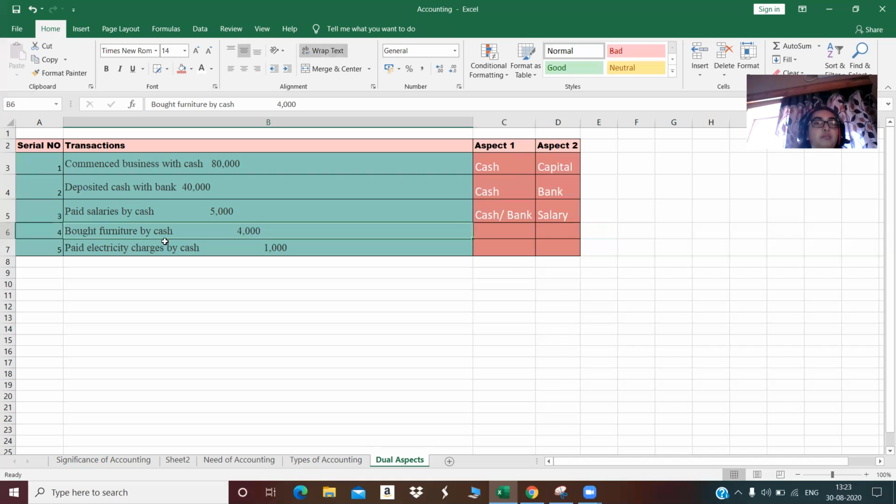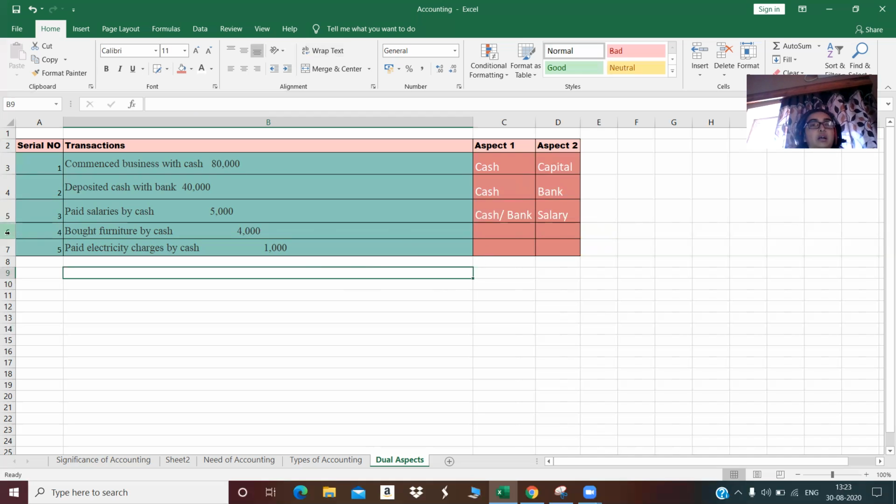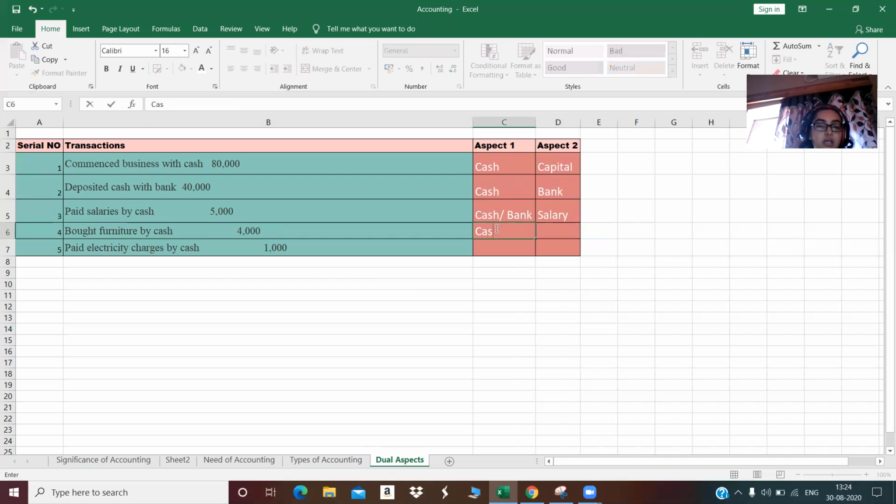Now, furniture bought by cash 4,000. We are purchasing furniture. Here also one aspect is clearly understood, that is cash. We are going to the furniture shop, we are purchasing furniture, we are paying them the cash, hence cash is one aspect. And the other aspect would be furniture, because the cash is being paid towards furniture, towards the expenses of furniture. The other aspect means the furniture. Let me write it down.